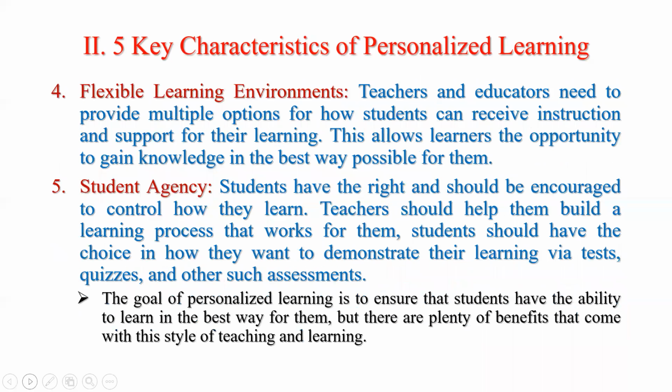And number four, flexible learning environments. Teachers and educators need to provide multiple options for how students can receive instruction and support for the learning. This allows learners the opportunity to gain knowledge in the best way possible for them. And the last one, student agency. Students have the right, and should be encouraged, to control how they learn. Teachers should have them build a learning process that works for them. Students should have the choice in how they want to demonstrate their learning with tests, quizzes, and other such assessments.